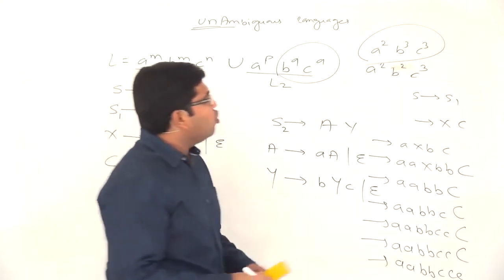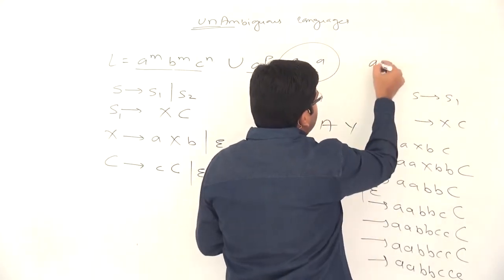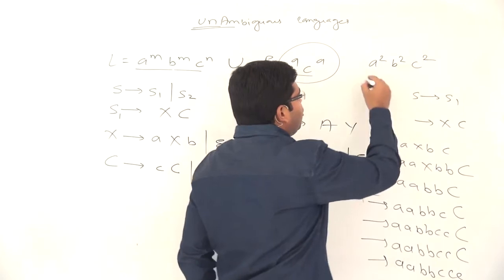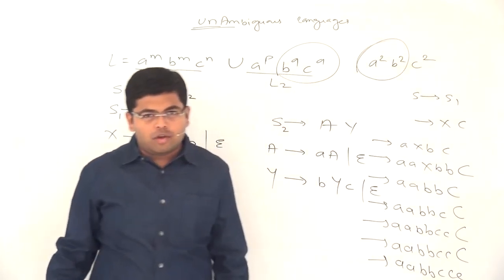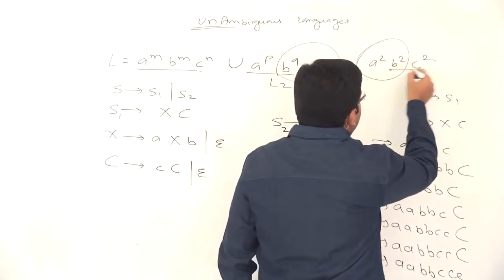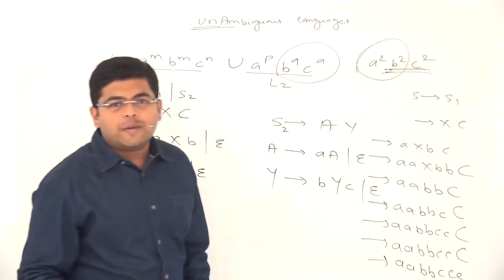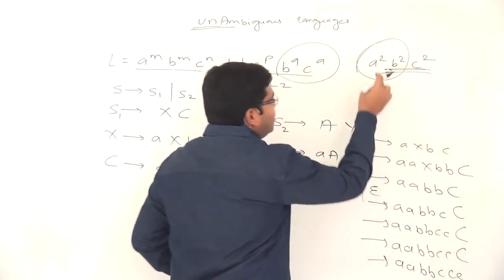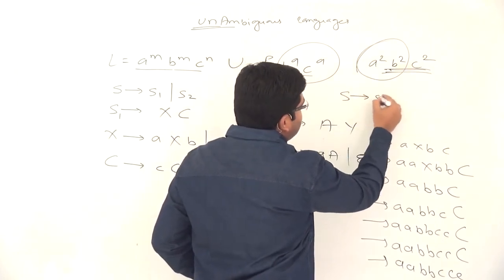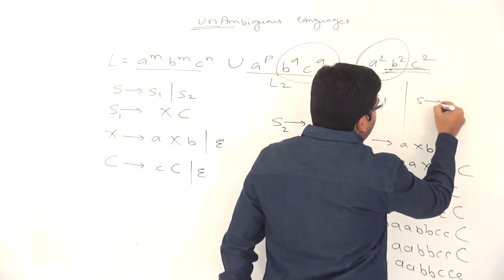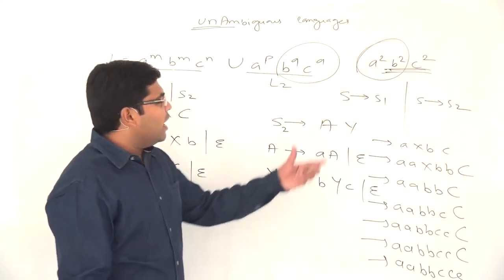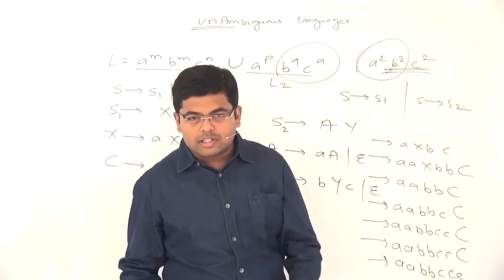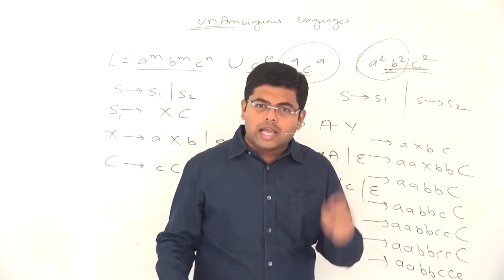However, if I give you a string like a squared, b squared, c squared, it can be generated with the help of S1 because it has an equal number of A and B, or it can be generated with the help of S2 because it has an equal number of B and C. So whenever you try to derive this string, you can either go for S produces S1 or S produces S2.